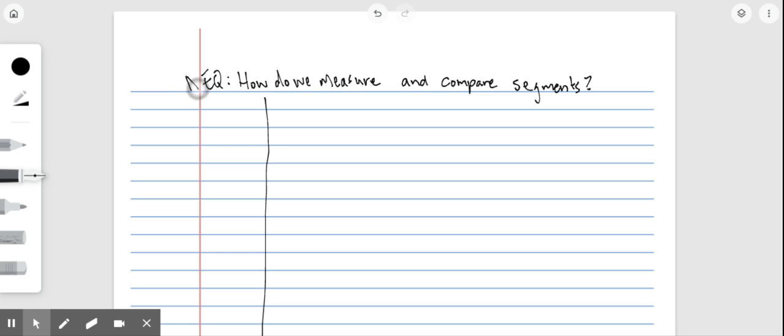Alright, hello beautiful people. Today we're talking about how do we measure and compare segments. And we're going to do two different postulates and talk about them.